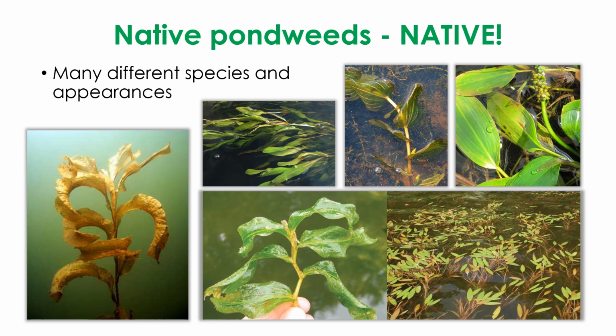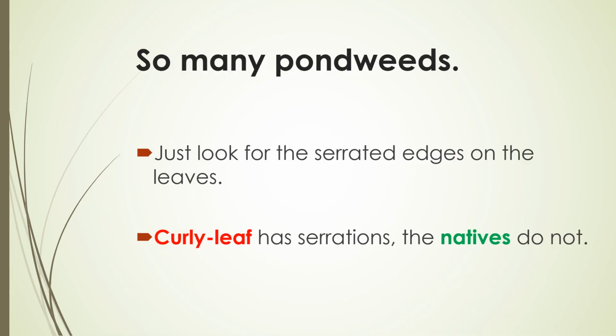You can study the main guide that is on all of your tablets if you want to know more, but the important thing is there's a lot of them, so many pondweeds. So just look for the serrated edges because the natives do not have that feature. Curly leaf can lose that obvious lasagna noodle appearance once it's out of the water for a while, but those serrated edges don't go away. So watch for those.